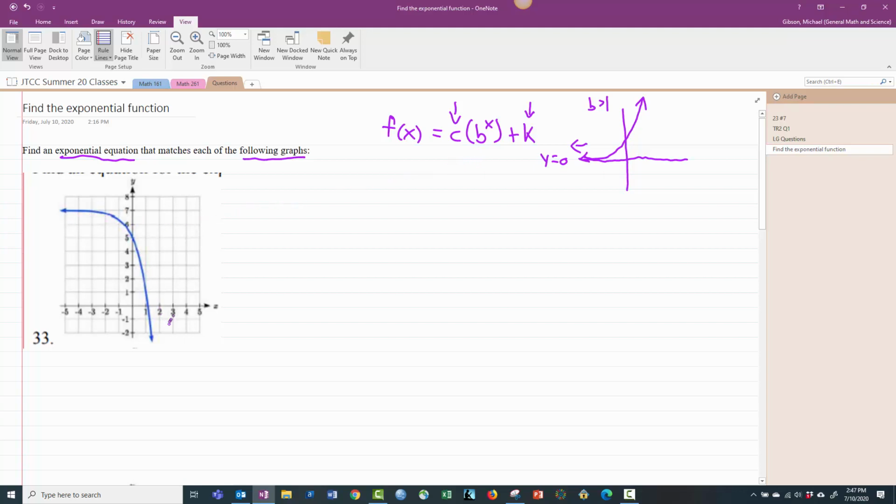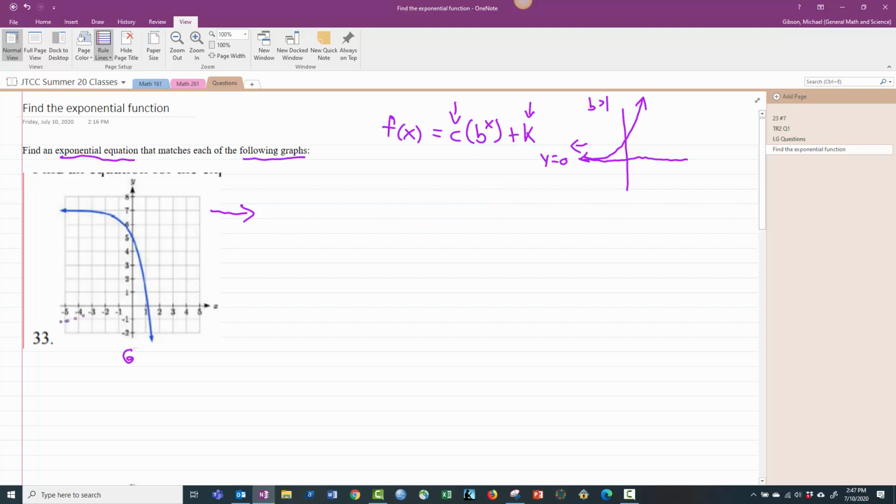Let's start with this one. The horizontal asymptote is still pointing to the left, so that tells us the x is still positive. If it was negative, that would be a negative inside the function, and that would flip things around the y-axis. So if you ever have one where the horizontal asymptote points to the right, then we'll make it a negative x. In this case, it's still pointing to the left like the original, so we're good with that.